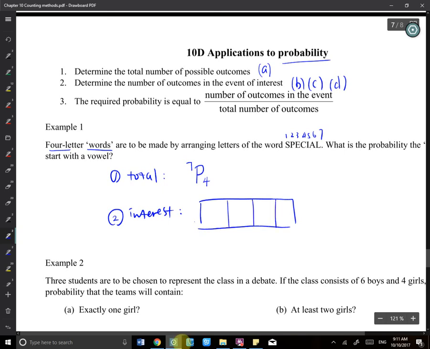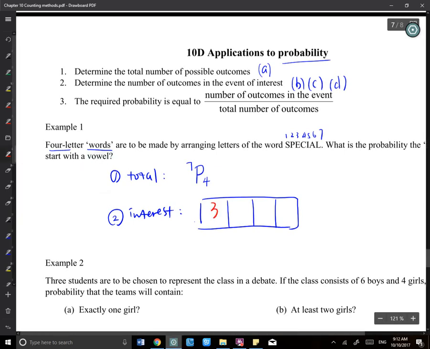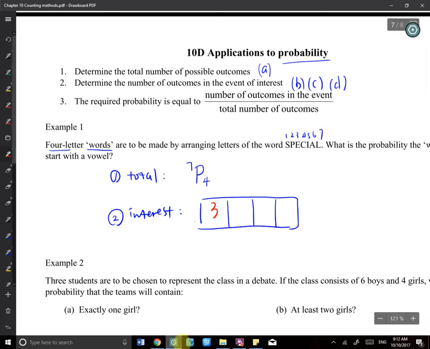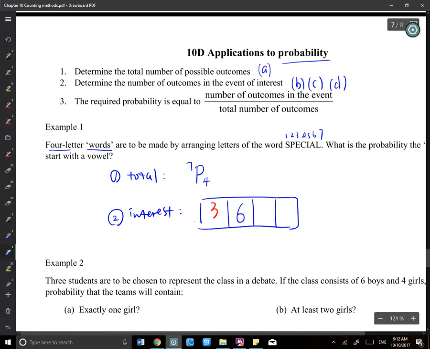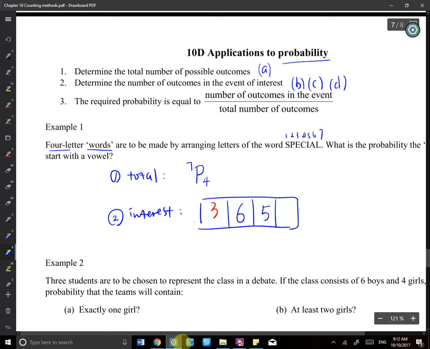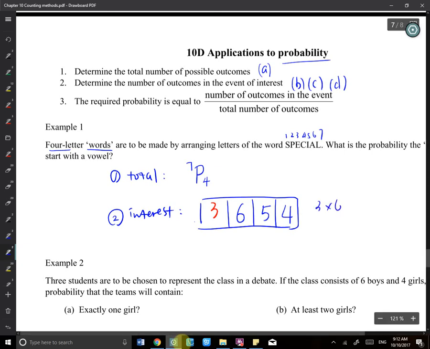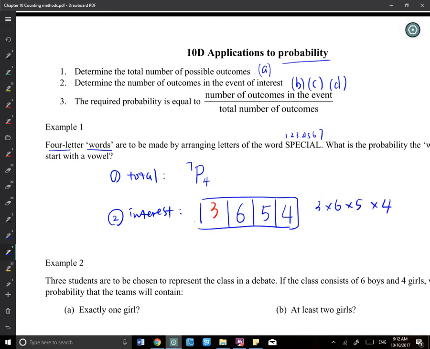So I have 4-letter words. How many vowels are there? 3. So I can put only 3 letters in the first place because I must start with a vowel. Then what I put in the second one, I don't really care anymore. So I have 6 selections because I already put a vowel in the front. 7 letters, reduce 1, I only have 6 for the second box. And then 5 for the next box, and then 4 for the last box. So that's the number of interest I can have. So it's 3 times 6 times 5 times 4. That's the ways I have interest.